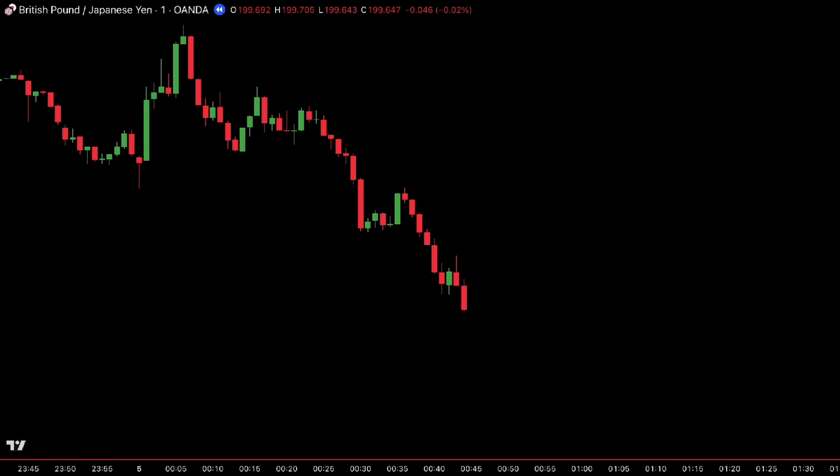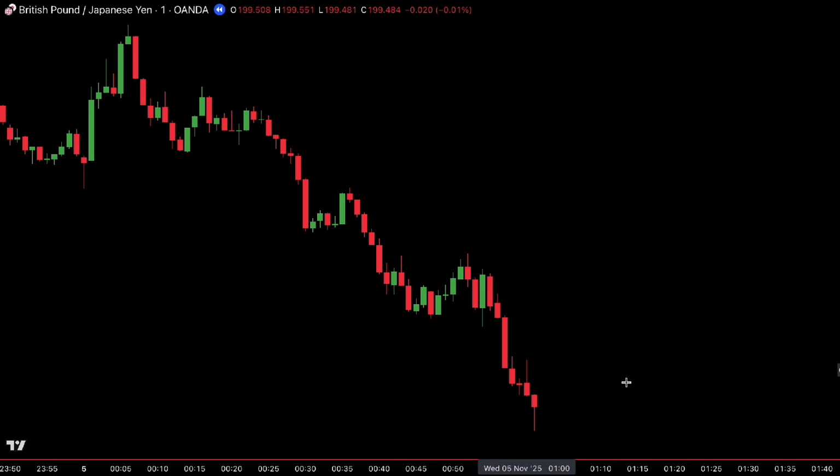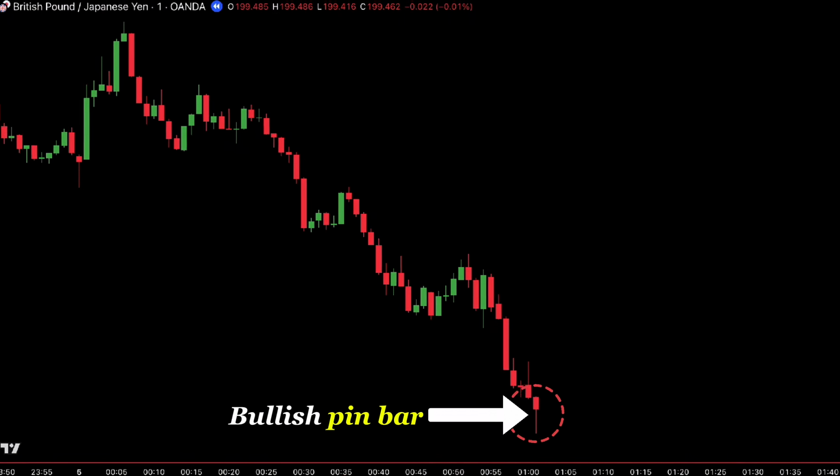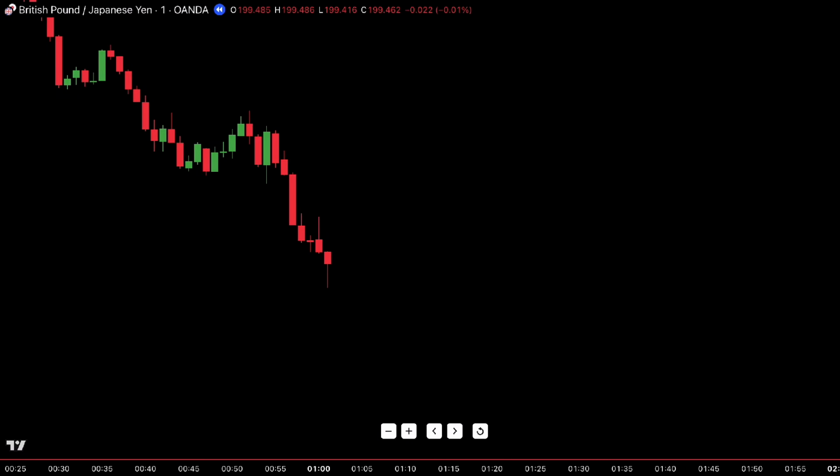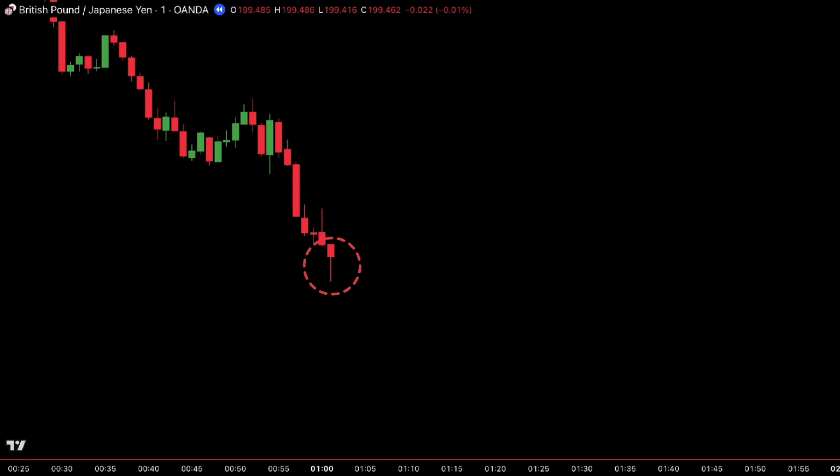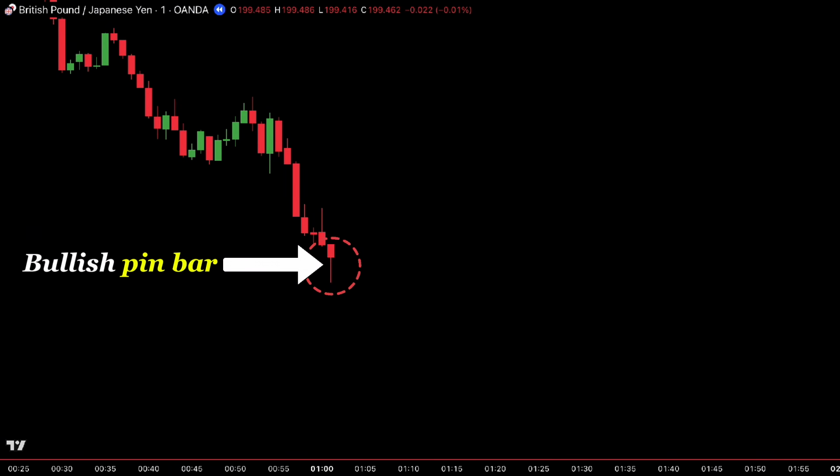Now switch to the 1-minute chart. Here, you don't enter immediately. You wait for a signal that shows resistance to that fear. And that signal is a bullish pin bar. Look at this candle. It forms right in the middle of that panic. It's like a small pocket of strength inside a fearful market.